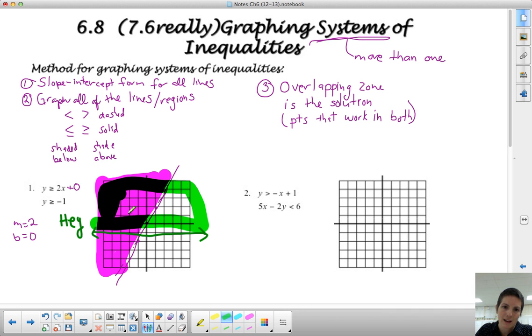And the best part about my highlighters here is that you can see my overlapping zone very clearly when I use my highlighters like this. My overlapping zone is this quadrant, or this quarter of the coordinate plane. I'm going to work through problem number 2 and put it in fast forward so you can see it one more time. This time, notice that the second line needs to be put into slope-intercept form first.